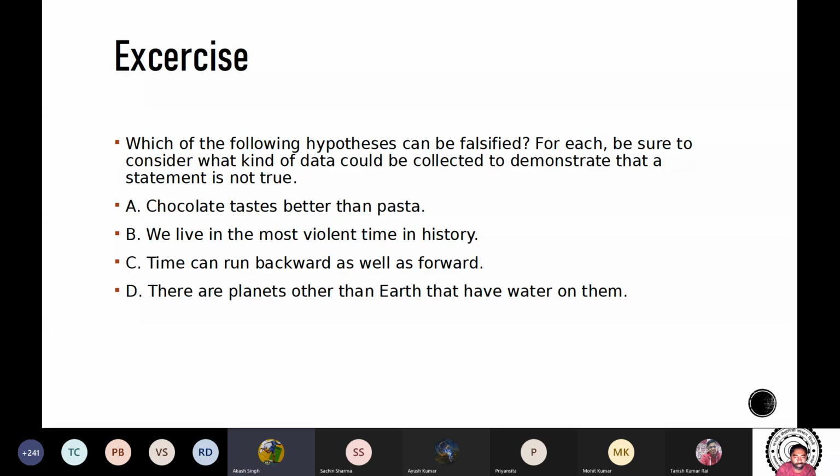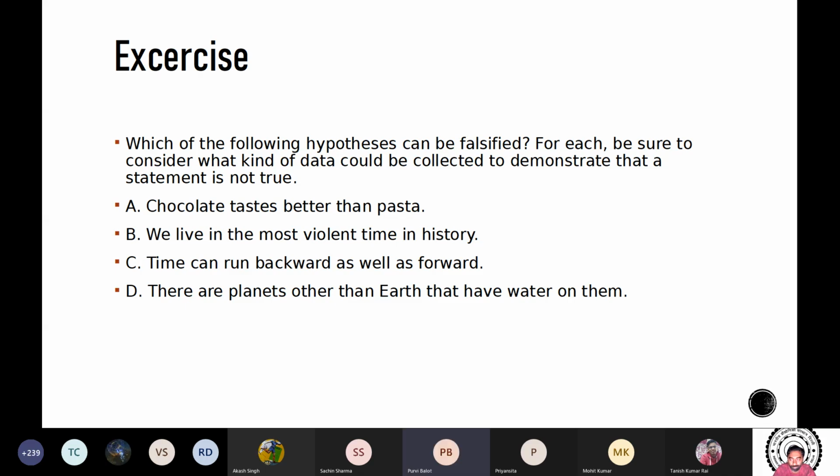Yeah, so let's do this exercise. I think this is exactly why I wanted to put this up in the class. This is also there in your reading. There are certain statements which can be falsified. So here, can you pick which of the following hypotheses can be falsified?